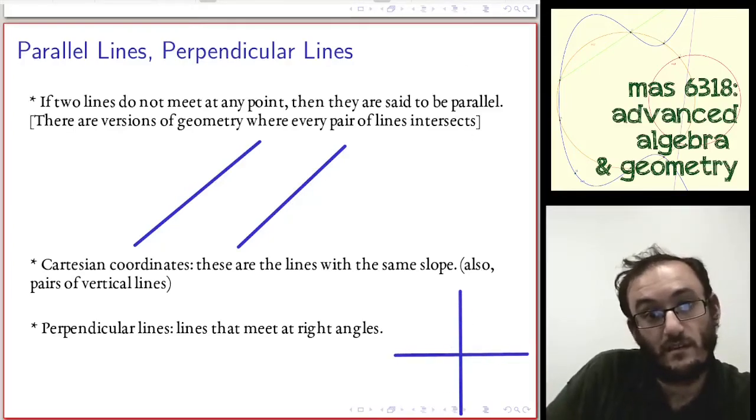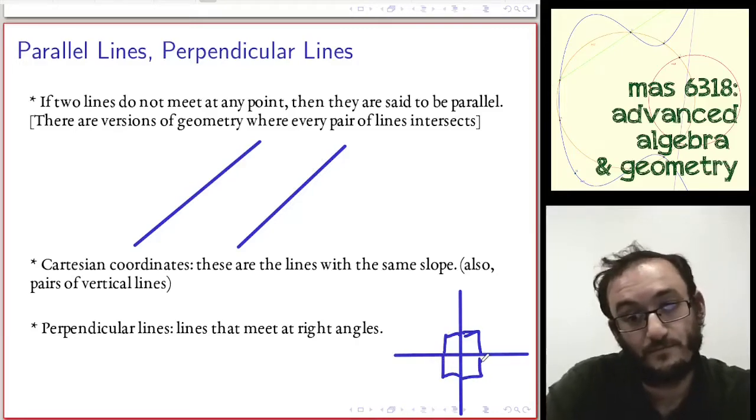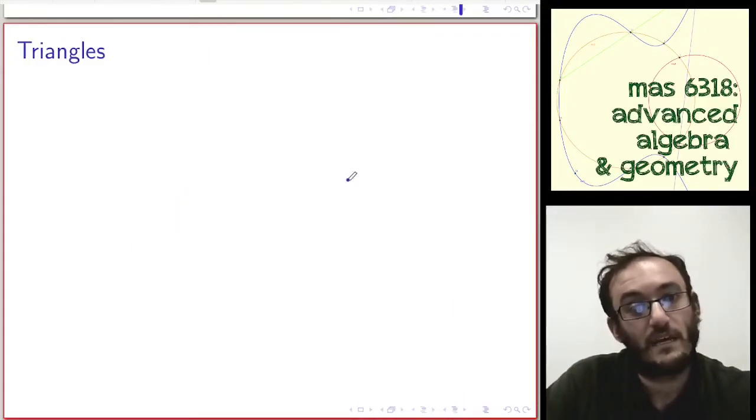Okay, you can see that this is a right angle, right angle, right angle, right angle. Okay. Triangles.